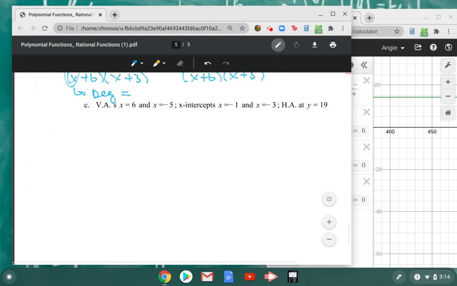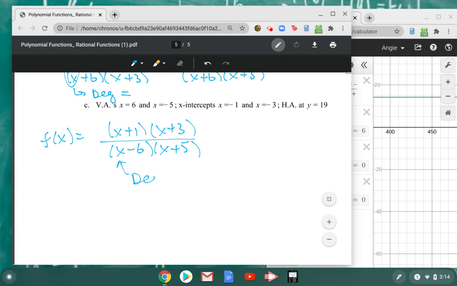Okay, last but not least. So we've got vertical asymptotes. There's 2 of them. So f of x is equal to, that would be x minus 6, and negative 5, that would be x plus 5. X-intercepts go in the numerator, x plus 1, x plus 3, and a horizontal asymptote of 19. Oh, this one's also super nice. So as long as those degrees are equal, and they are, both degrees equal 2, numerator and denominator, I just want to put a 19 out here in front.